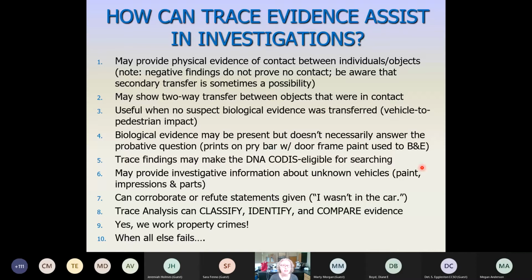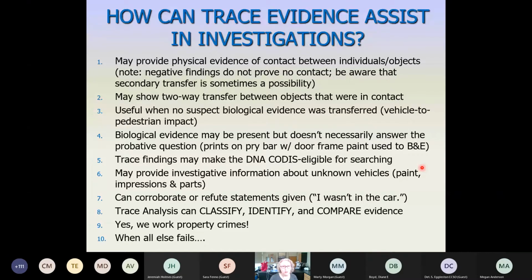It's very unlikely that the DNA or the latent prints from the suspect are going to be found at the scene because that driver isn't getting out of their car. They're just leaving the scene. And so we need to make this case or help this investigation be a physical evidence rather than biological evidence.